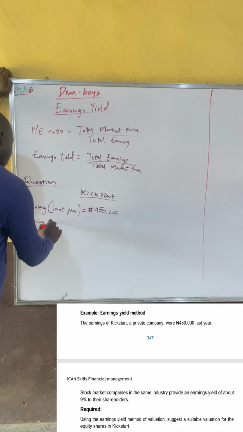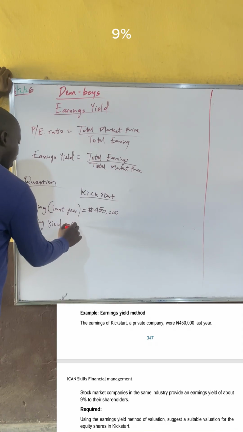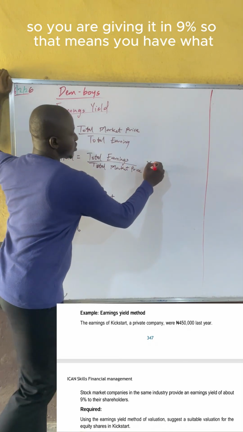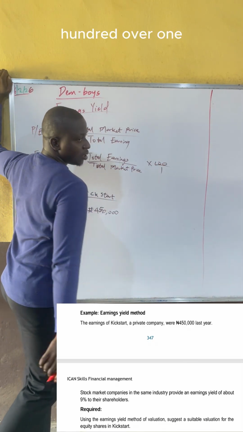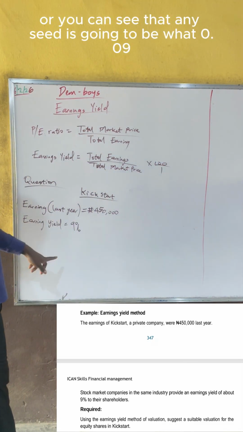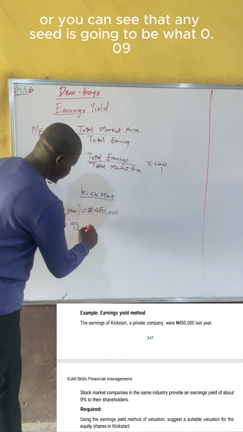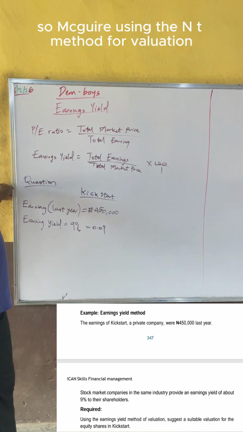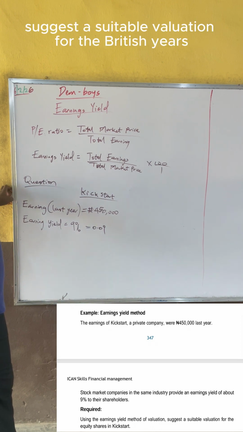Earnings yield, that's 9%. So you are giving it in 9%. So that means you have 9 over 100, or you can say that the earnings yield is going to be 0.09. So required: using the earnings yield method of valuation, suggest a suitable valuation for the equity shares in Kickstart.